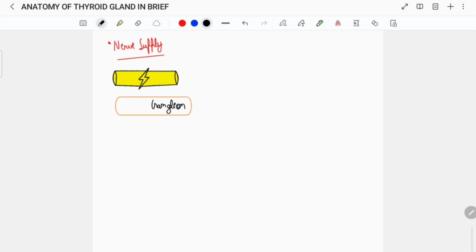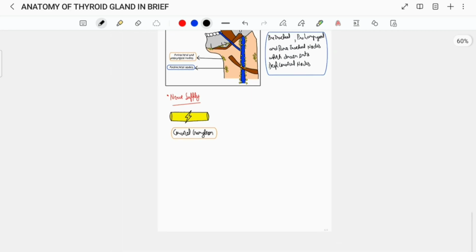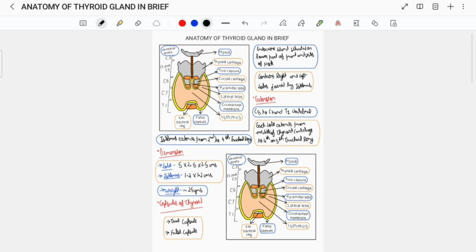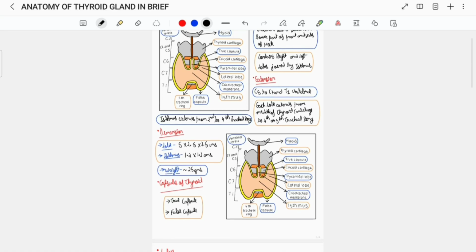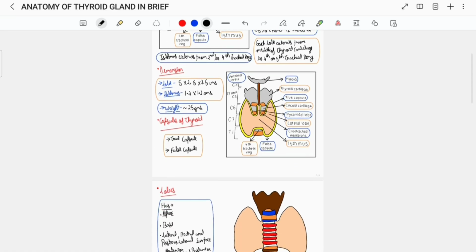Talking about the nerve supply of the thyroid gland, it occurs from the cervical ganglion, mainly from the middle cervical ganglion and partly from the superior and inferior cervical ganglion. So this was all about anatomy of thyroid gland in brief. Here is the overview of what I have discussed.